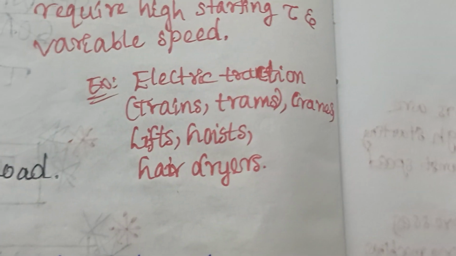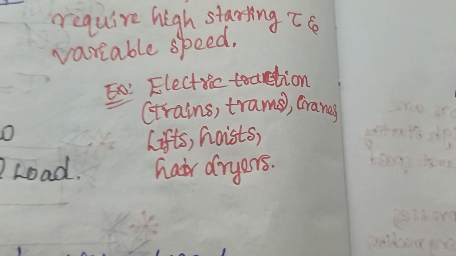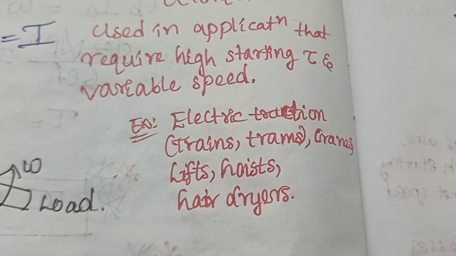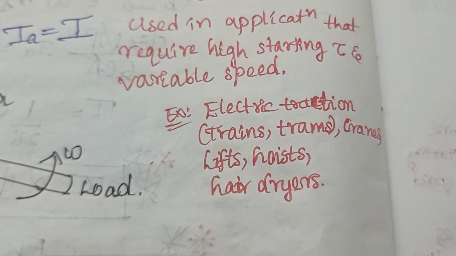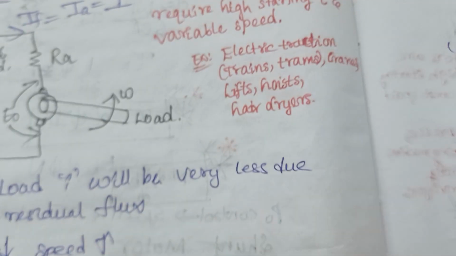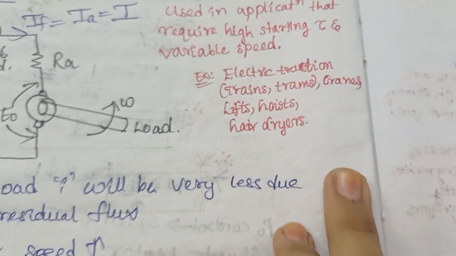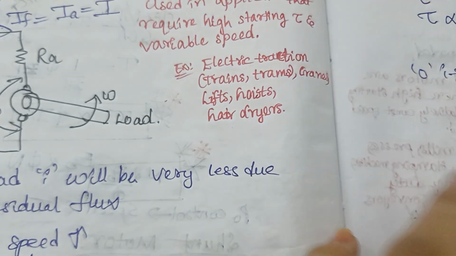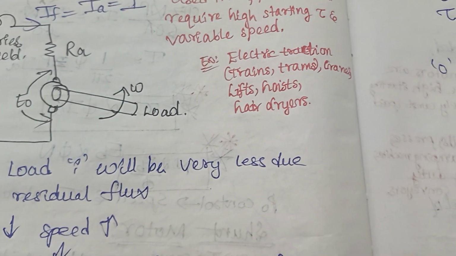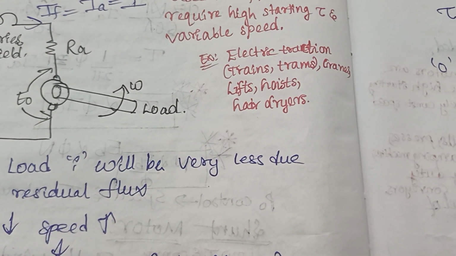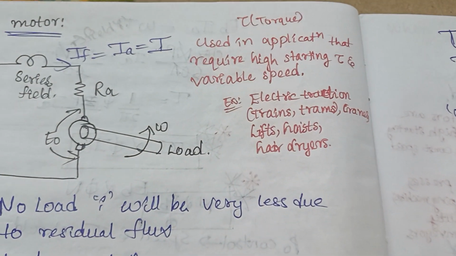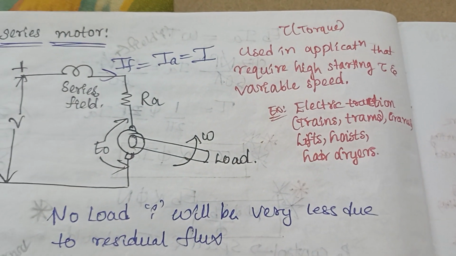For example, in electric traction, like in electrical trains, sometimes you require variable speed, and high starting torque is required for the movement of that train, right? And also in the case of cranes, and in the case of lifts, which require a very high starting torque and variable speed, right? And in the case of hoists and hay dryers, the DC series motor is used.